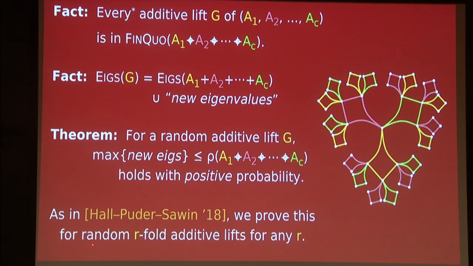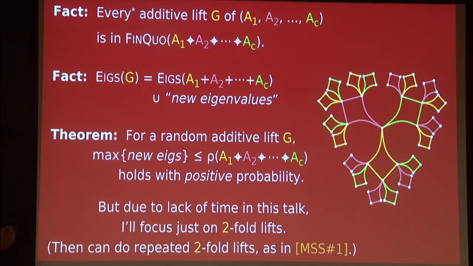So this paper by Hall, Puder, and Sawin that came up, the Marcus, Spielman, Srivastava papers are called interlacing polynomials 1, 2, 3, 4. I really think of this as interlacing polynomials 5. It's a great paper, and they generalize the stuff in the MSS papers. Like them, we prove this for any big R once you fix the graph. But there's not enough time in this talk for me to tell you about that. So I'll just tell you about the interlacing polynomials 1 method, where I'll focus on two-fold lifts and prove the theorem for that. Then you can still get arbitrarily large lifts that have the bounded eigenvalues by repeatedly doing two-fold lifts. You get a tower, a sparser density of lifts, but you still get infinitely many.